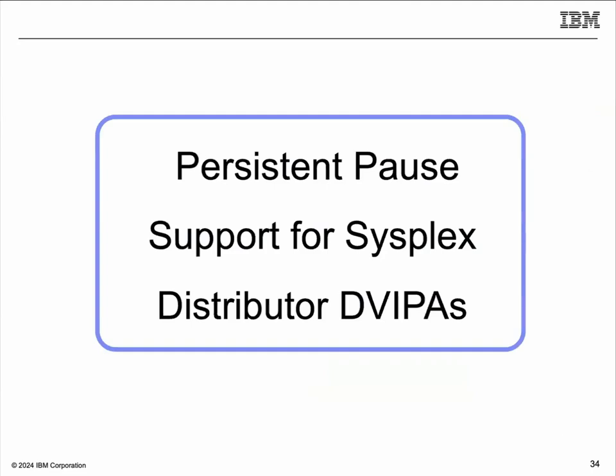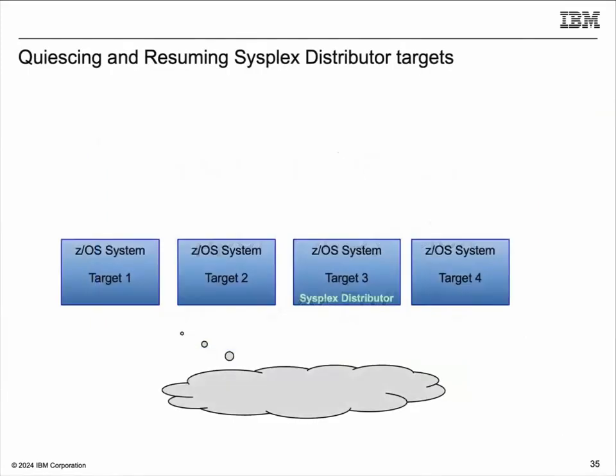The next piece I wanted to talk about is a function called persistent quiesce support for Sysplex Distributor devices. Today, you're probably all familiar with Sysplex Distributor. You configure it on one system, and then you set up a set of target stacks that connections can get sent to. So for example, a connection comes into Sysplex Distributor on target 3, and it gets forwarded over to target 4. All makes sense.